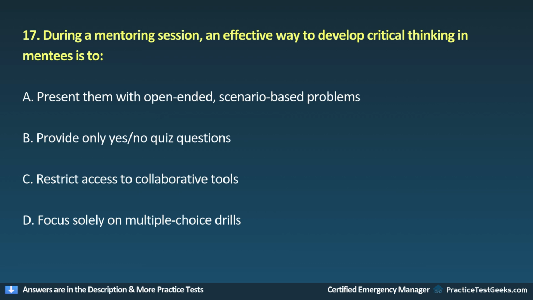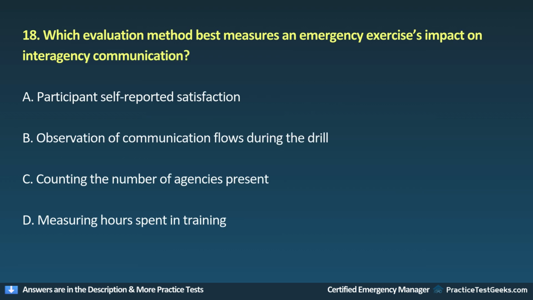17. During a mentoring session, an effective way to develop critical thinking in mentees is to: A. Present them with open-ended, scenario-based problems. B. Provide only yes-no quiz questions. C. Restrict access to collaborative tools. D. Focus solely on multiple-choice drills.